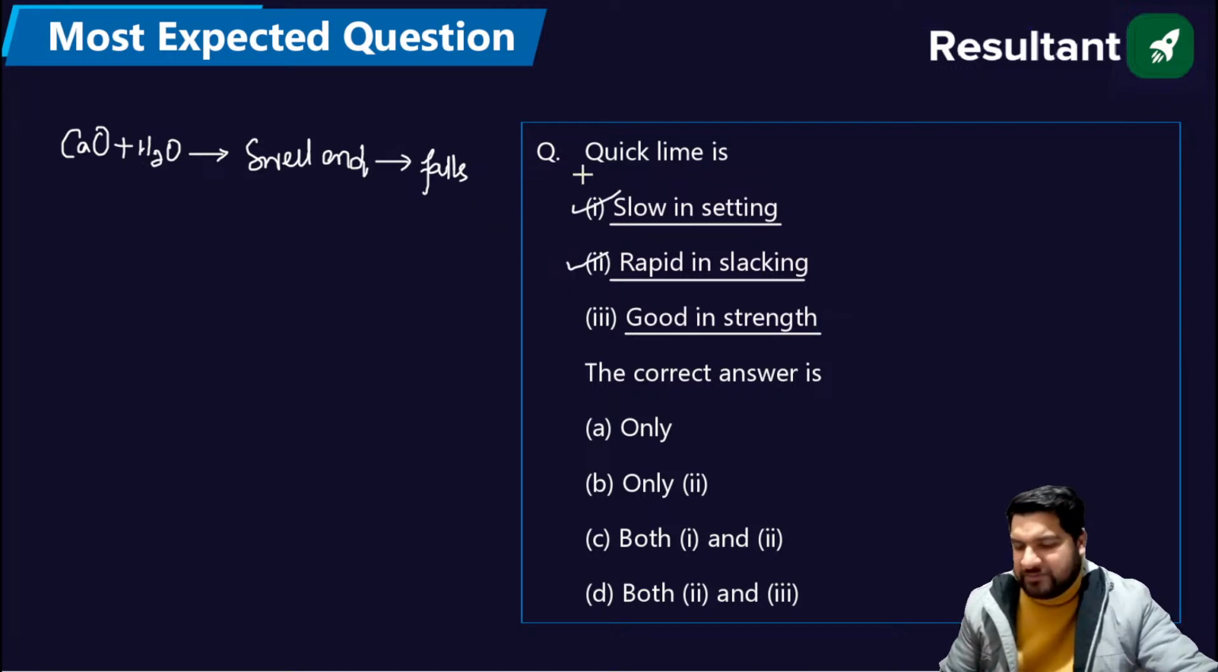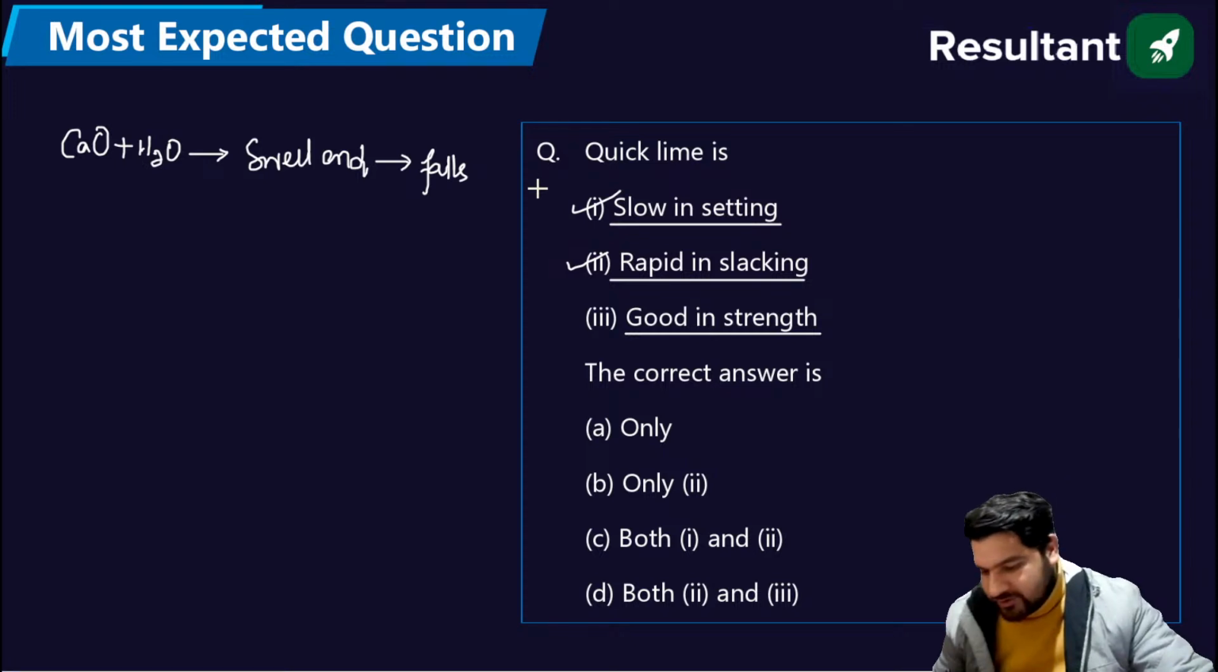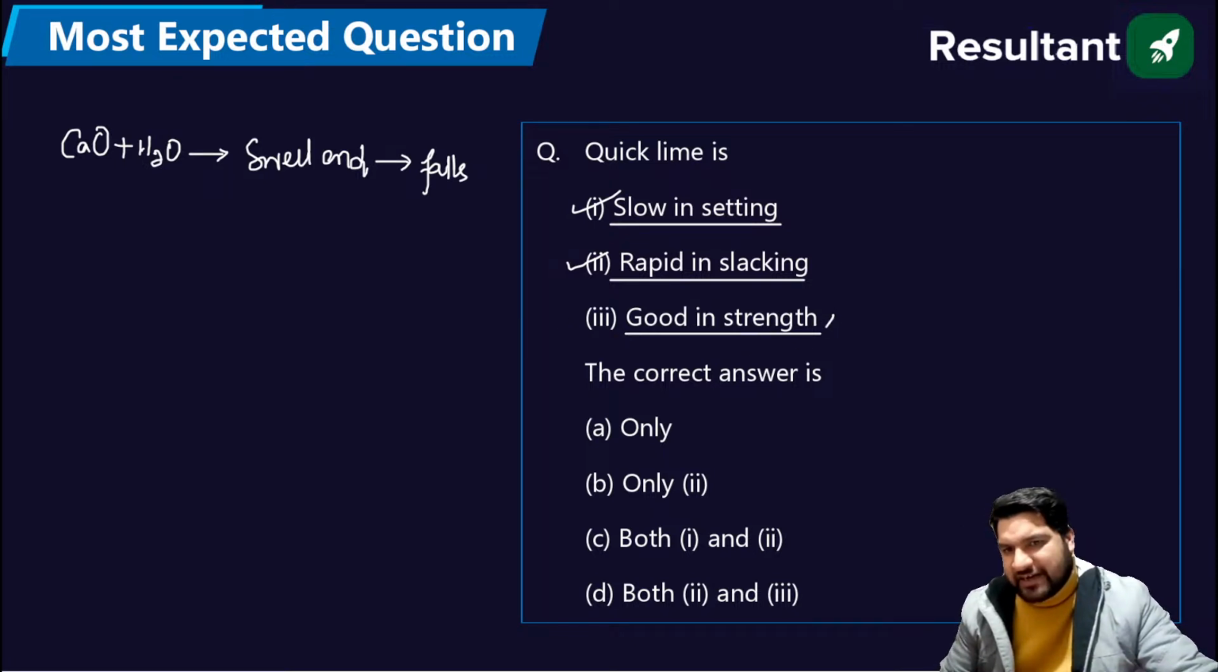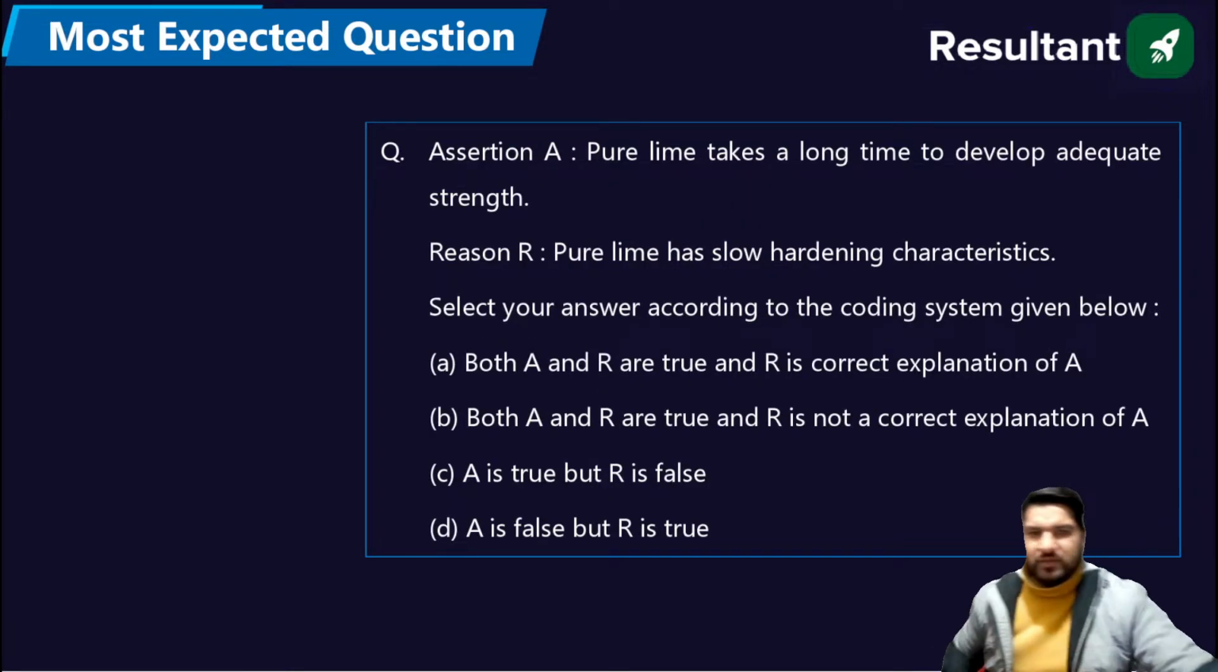Slow setting. Himanshu asks, is it good in strength? No, guys, it is not good in strength. So the correct options are B and C. Cement is better in strength. Absolutely fine. Next question for you.